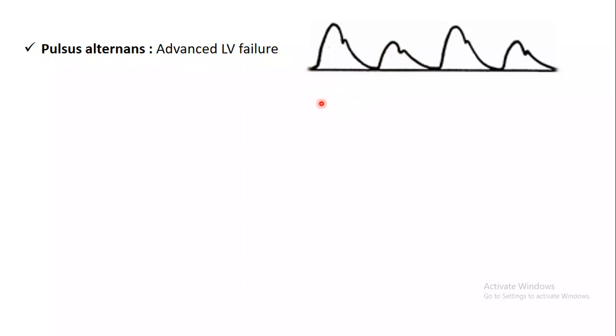One of the prerequisites to diagnose pulsus alternans is a regular pulse. If you have a patient with atrial fibrillation, you should not comment on pulsus alternans, because the pulse volume is actually variable due to variable filling of the heart cycle due to irregularity caused by atrial fibrillation.